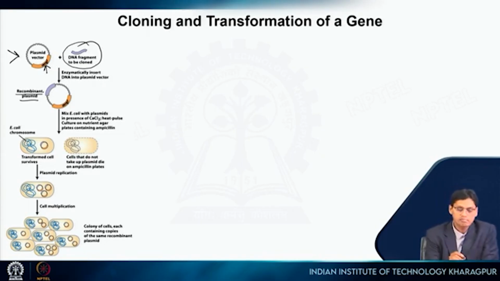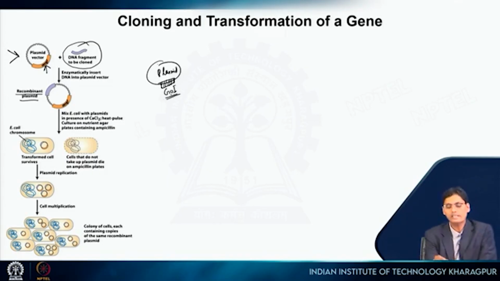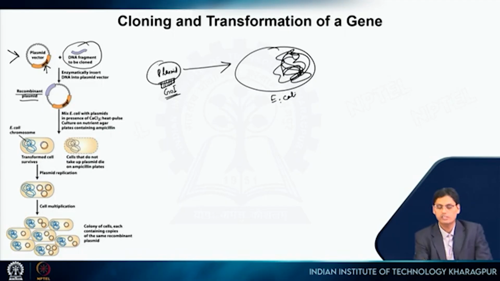Now this plasmid you have to use for transformation. Transformation means putting it into an E. coli cell. So you have this plasmid, and you have your gene of interest here. And now if you transfer this into an E. coli cell, this E. coli cell has its own chromosome, but this E. coli cell is not antibiotic resistant.